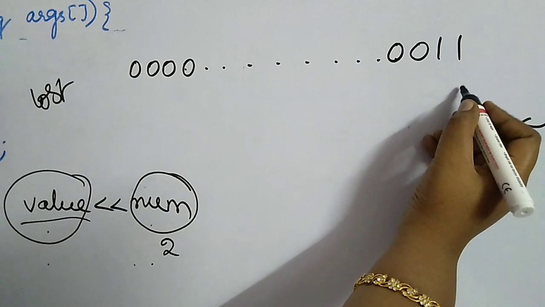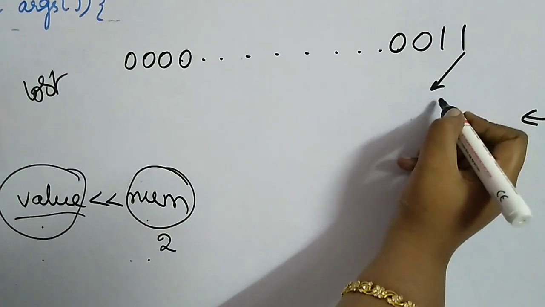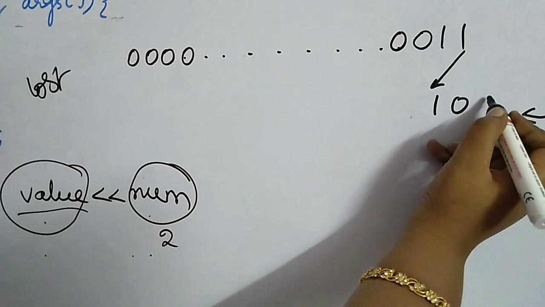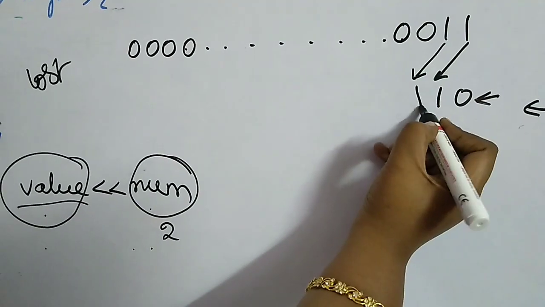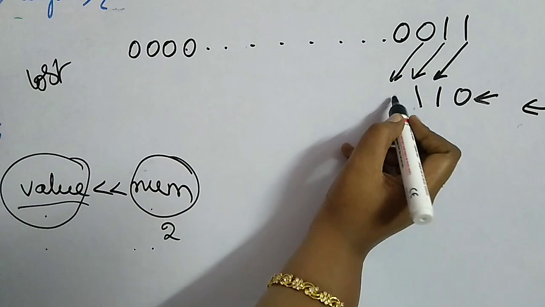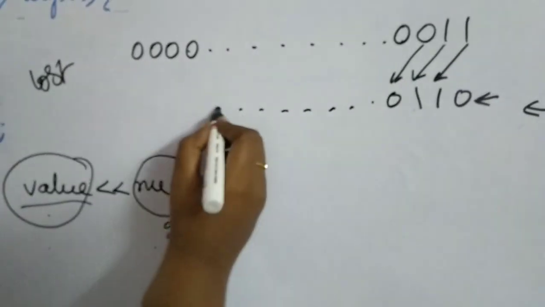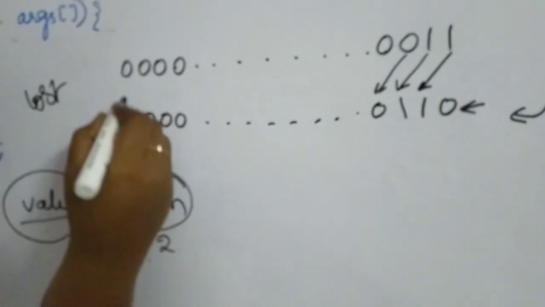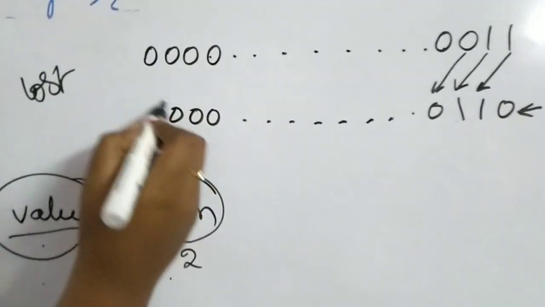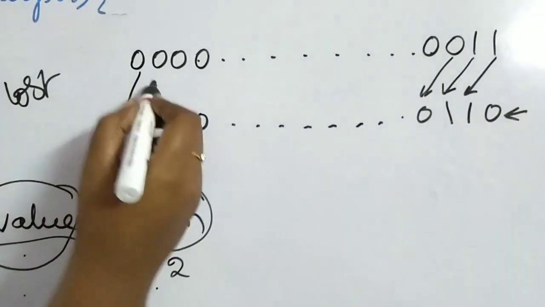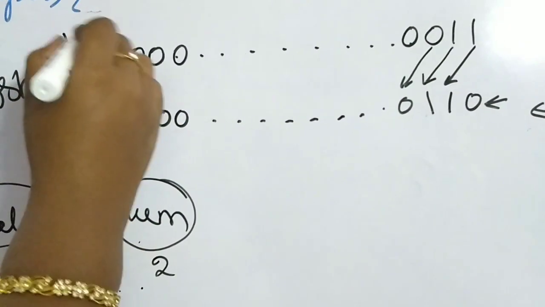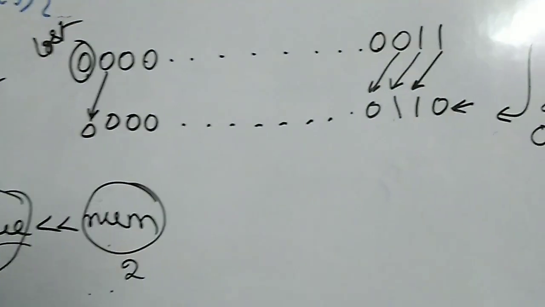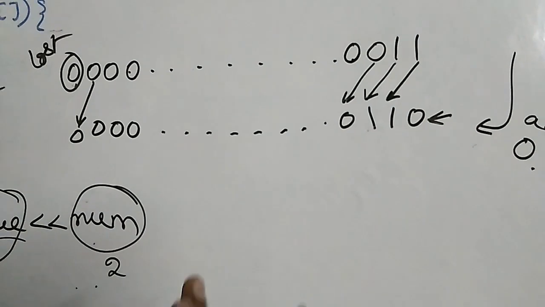So what will happen? This one will come here and 1 0 will be added. And this one also will come over here, and then this 0 will come here, and so on. This 0 will come over here, and this 0 will be lost. So this is how the shift onto the left takes place.